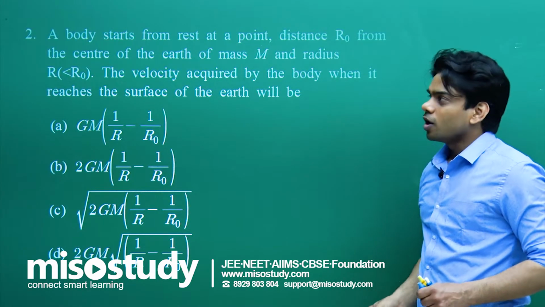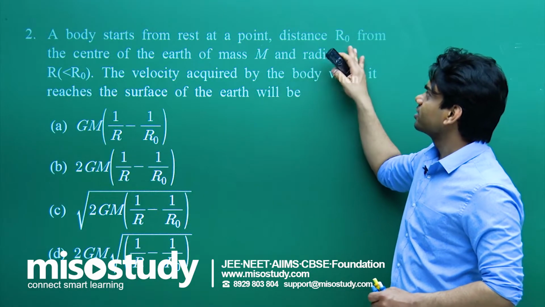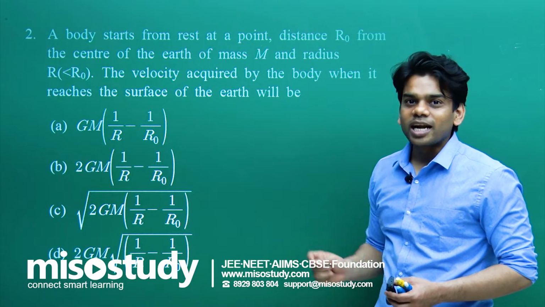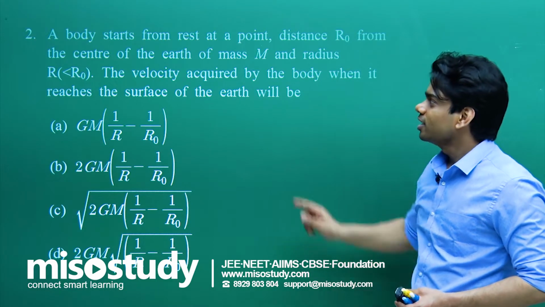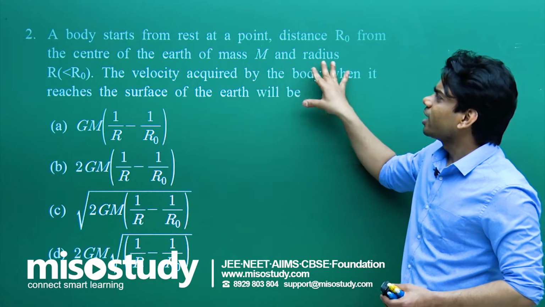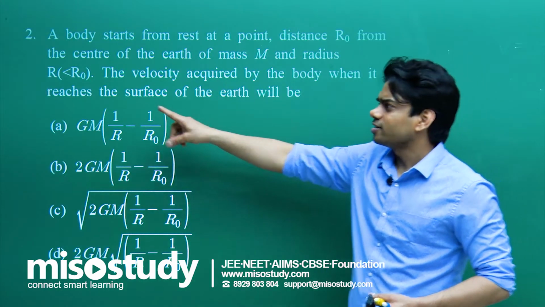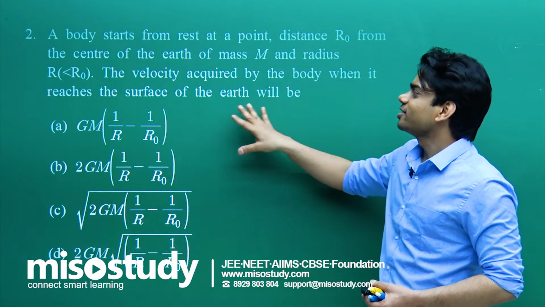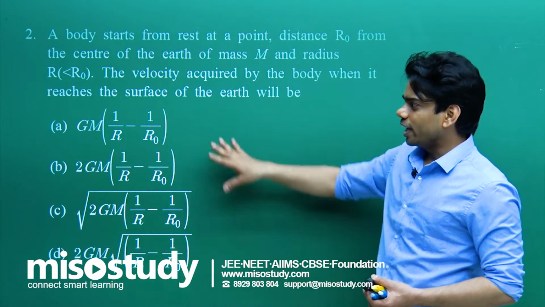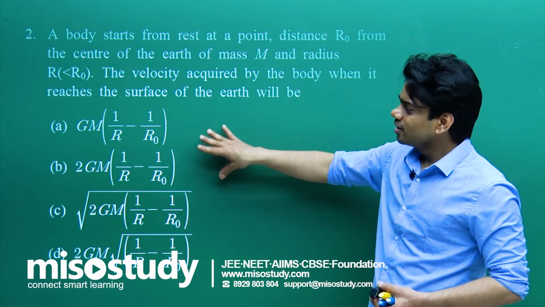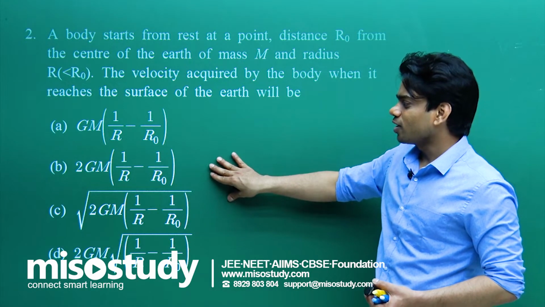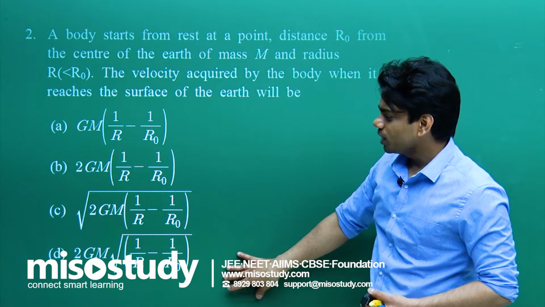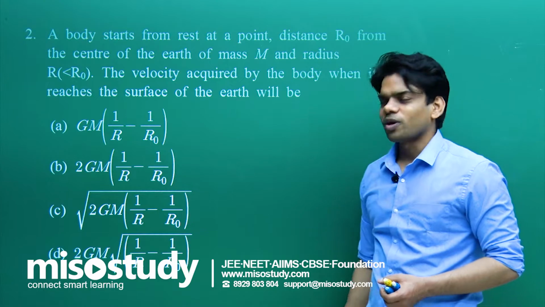Question number 2. A body starts from rest at a point distance r0 from the center of the earth of mass m. So you see that the body starts at a distance r0 from the center of the earth, and the mass of earth is m and radius r, where r is the radius of earth, less than r0. The velocity acquired by the body when it reaches the surface of earth will be: option A, GM times 1 upon r minus 1 upon r0. B, 2 GM times 1 upon r minus 1 upon r0. C, under root 2 GM times 1 upon r minus 1 upon r0. D, 2 GM under root 1 upon r minus 1 upon r0.